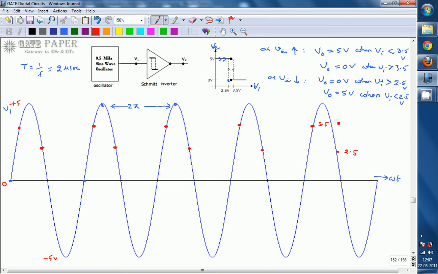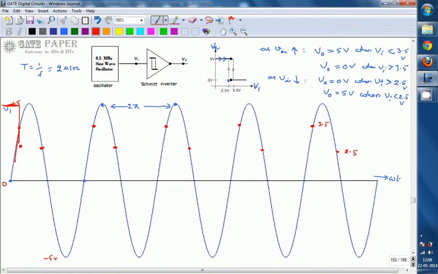Now if the input signal is less than 3.5 volts, the output will be 5 volts. So we can draw the waveform like this. The output will be 5 volts, and afterwards, when the input signal is greater than 3.5, the output goes from plus 5 volts towards 0.